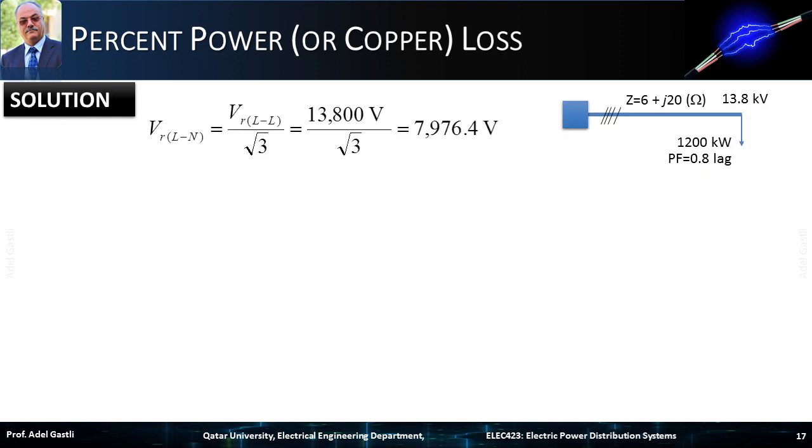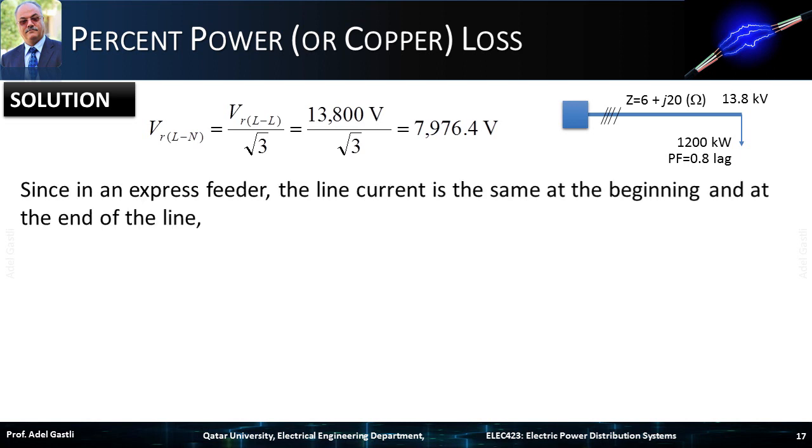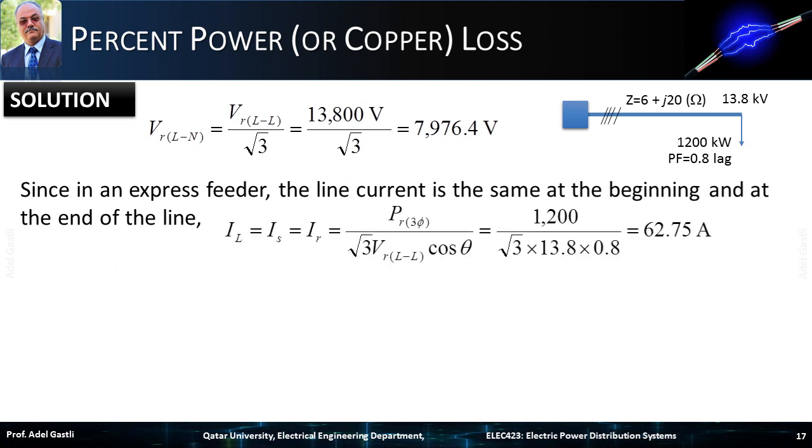We first calculate the phase voltage at the receiving end from the given value of the line voltage. Since in an express feeder, the line current is the same at the beginning and at the end of the line, we can write that the line current IL equals the sending end current IS, and equals the receiving end current IR, that is determined as the ratio of the receiving end power PR over square root 3, over the receiving end line voltage and over the receiving end power factor. That yields a current on the feeder of 62.75 amperes.